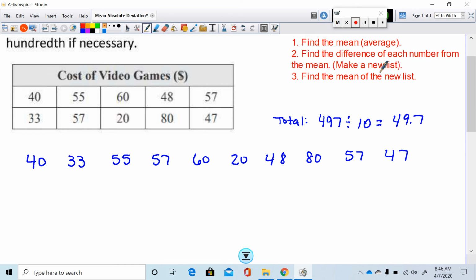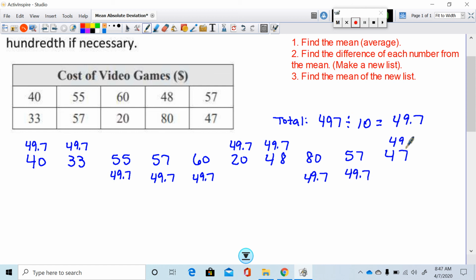Now you're going to find the difference of each number from the mean and make a new list. So you always want the biggest value first, between 49.7 and the number that you're looking at. So I'm just going to write them each like this. 49.7, 49.7. 55 is larger, so I'm going to put the 49.7 underneath. 49.7, 49.7. 20 is smaller, so I put the 49.7 on the top. Same with the 48. The 49.7 goes under the 80, under the 57, and above the 47.